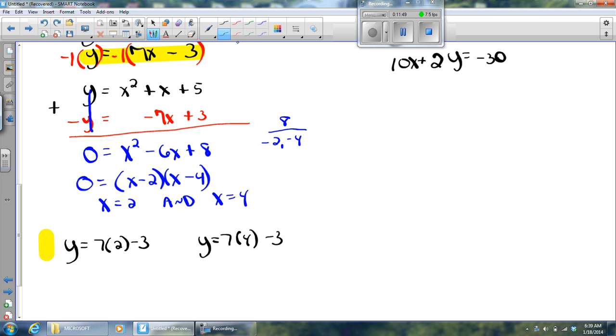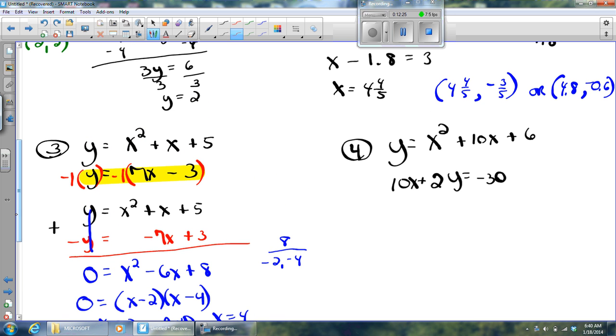Now I know a lot of you can do this stuff in your head, but at least show me the setup of the problem. Don't just give me an answer. Because if you make a mistake, I can't give any credit for it. 7 times 2 is 14, minus 3 is 11. And then over here, 28 minus 3 is 25. So the two places where these intersect are at (2, 11) and at (4, 25). Okay, let's look at one more example by elimination.